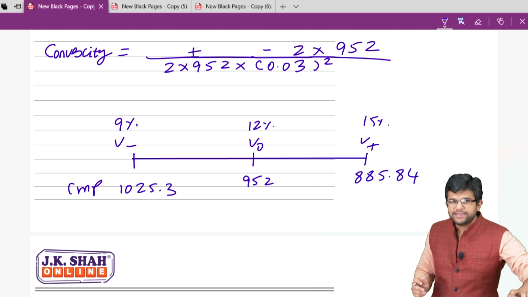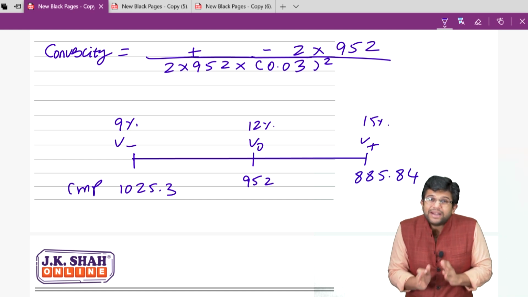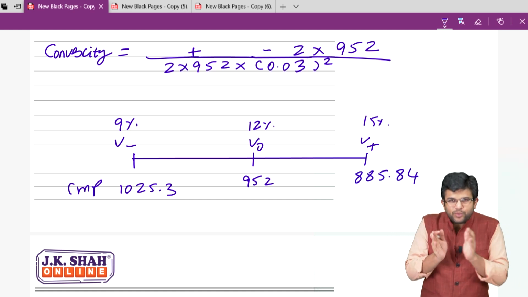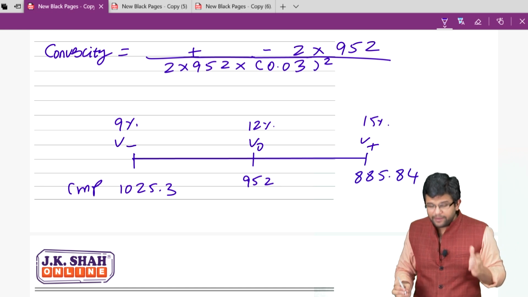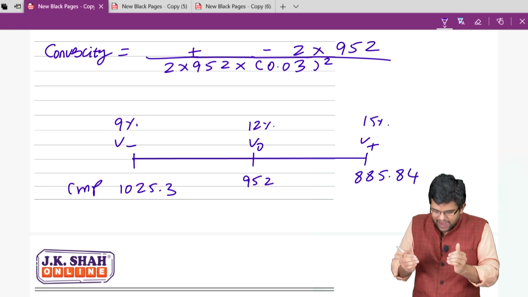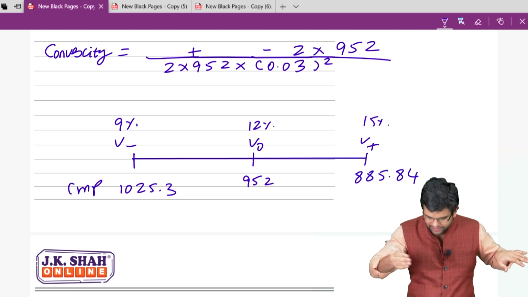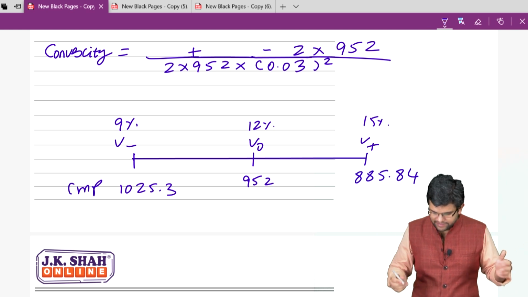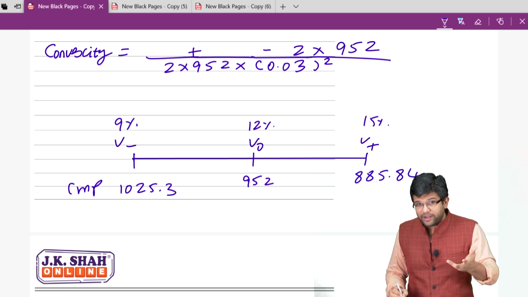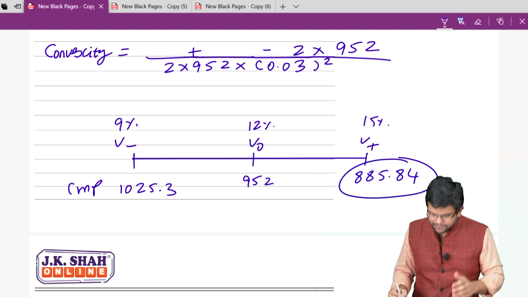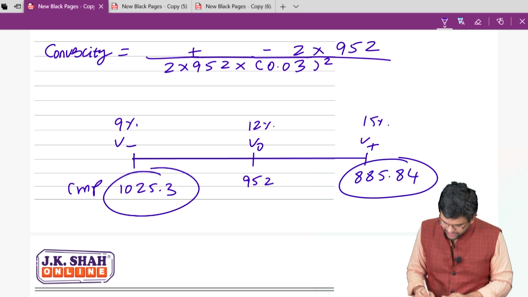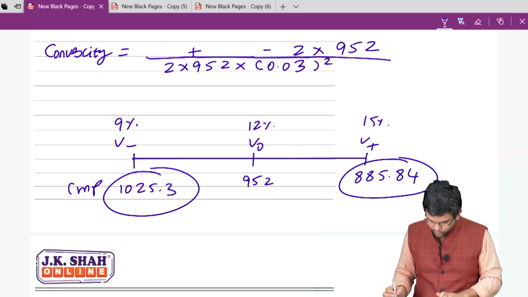So children, V0 was the base YTM CMP, correct? That is 12% discounting current market price. That is the actual current market price, and we are looking at a 3% change in YTM. So both upside and downside will take plus 3% and minus 3%. So at 15%, whatever price you get will be the V plus. At 9%, whatever price you get will be the V minus. Let us post it here, children.